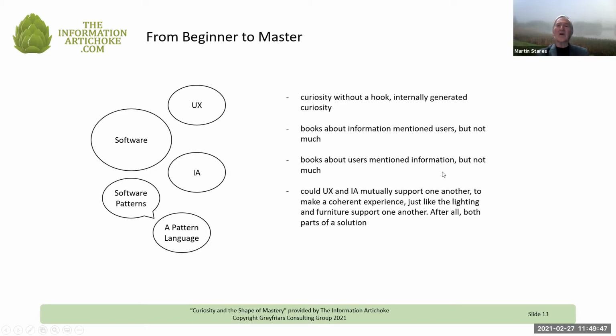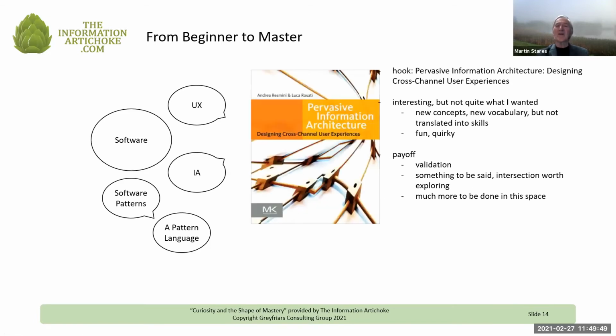There weren't many books about it, but there was one. And this really appealed to me. You can tell why it appealed to me. Look at the title: Pervasive Information Architecture, Designing Cross-Channel User Experiences. Hey, both of the keywords I was looking for. It's an interesting book, but not quite what I wanted. But it gave me lots of new concepts, lots of new vocabulary, but it didn't translate into skills.